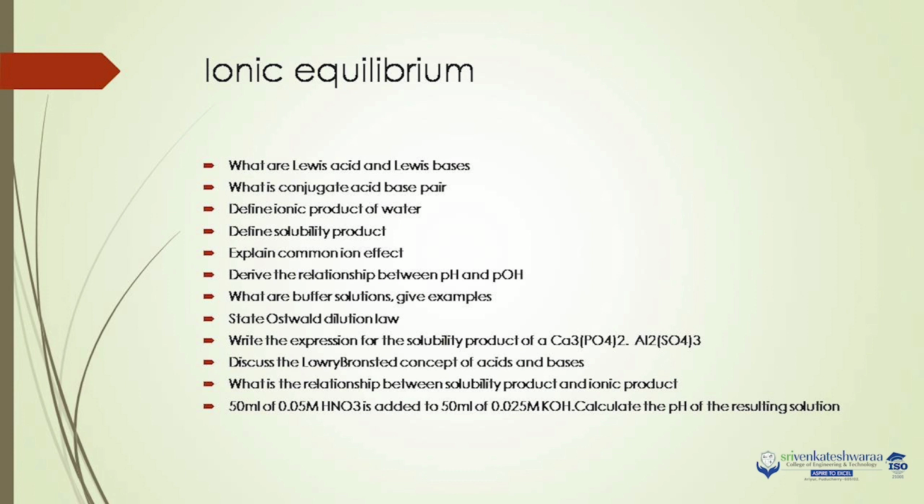And about the Lowry-Bronsted concept, the relation between solubility product and ionic product, and about problems regarding the relation between solubility product and ionic product. If solubility product is greater than ionic product, it is unsaturated. If less, precipitation takes place. Equal means it is said to be a saturated solution.